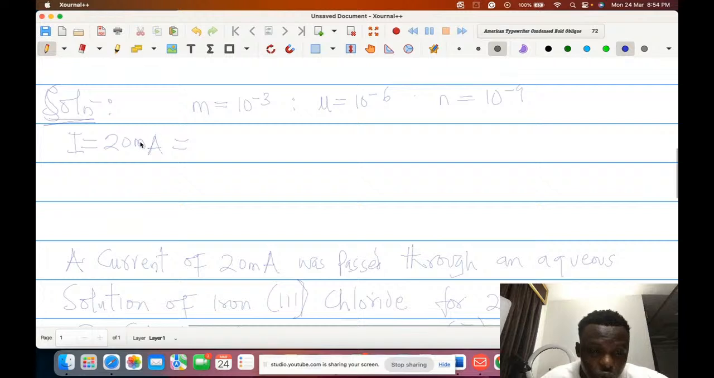So if I want to remove this milli, I'm simply going to multiply this 20 by the value of milli. So this becomes 20 times 10 raised to the power of minus 3. I already did that in my calculator. So this is basically like saying 0.020 ampere. So that is it. I've converted the current from milliampere to ampere.